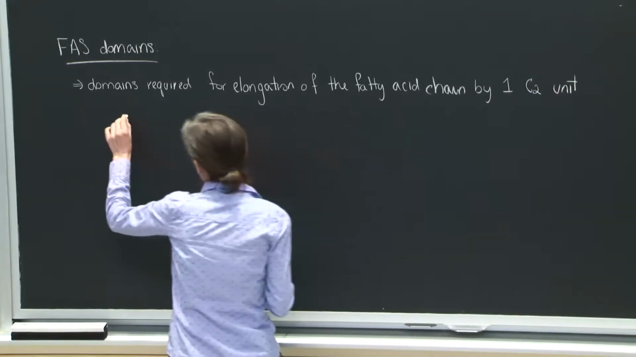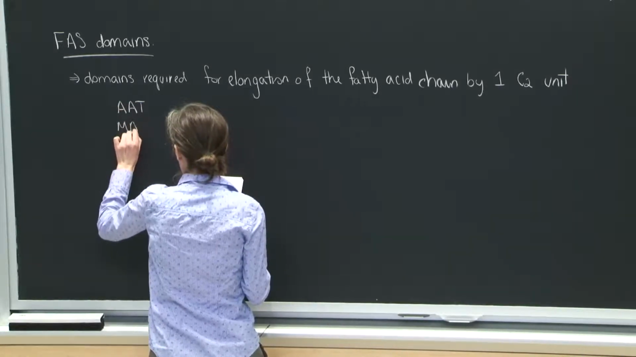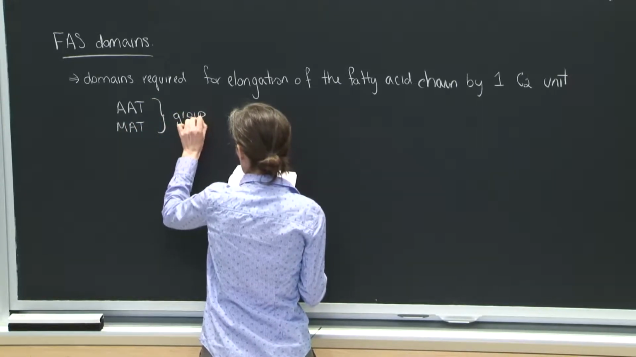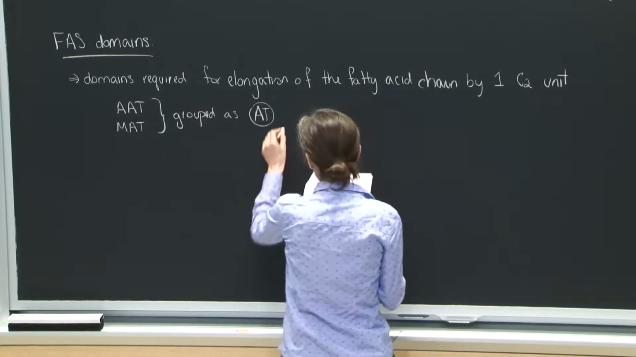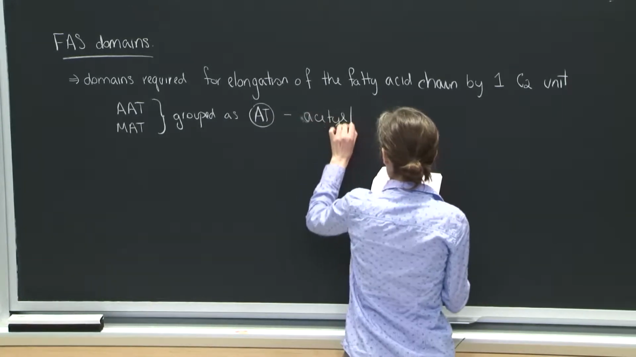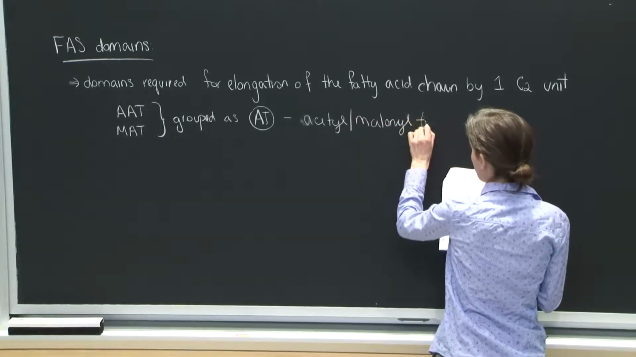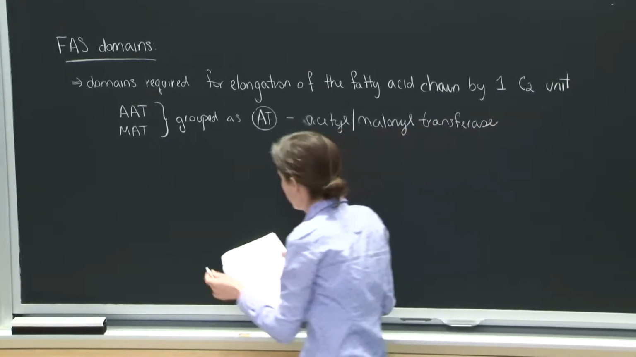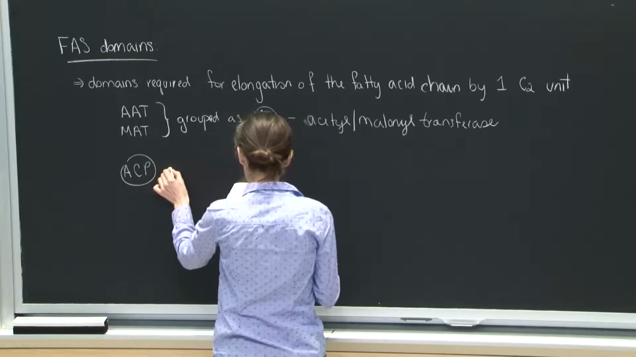Okay, so these include domains that may be abbreviated as AAT or MAT, and they can be grouped as AT and stand for acetyl or malonyl transferase. Okay, we have an acyl carrier protein, ACP.